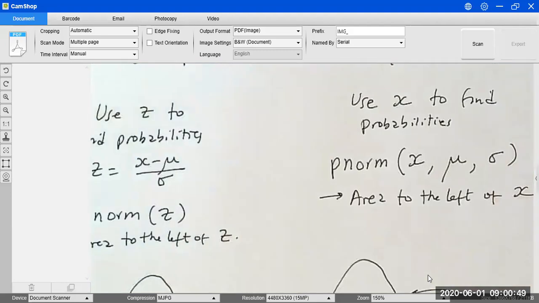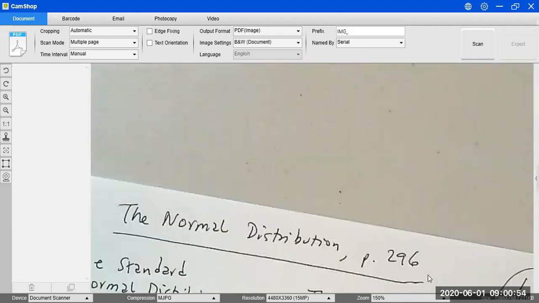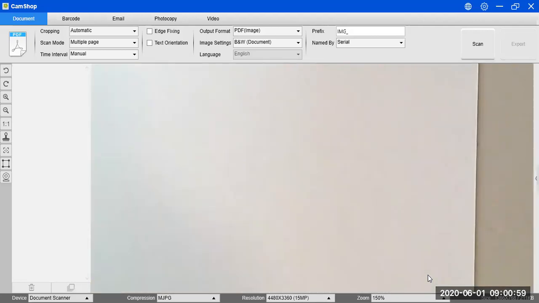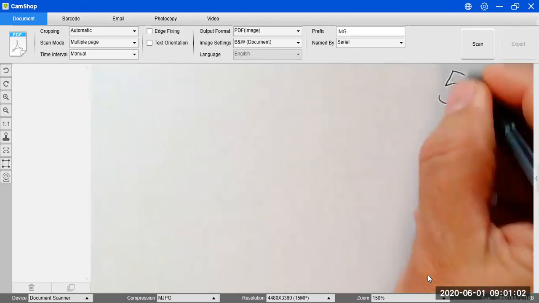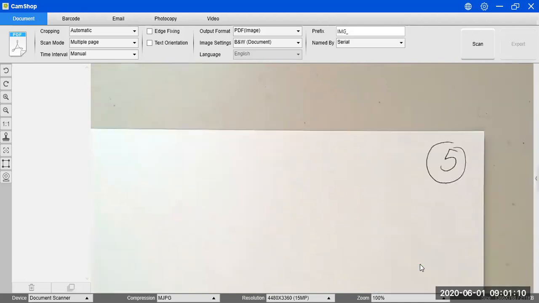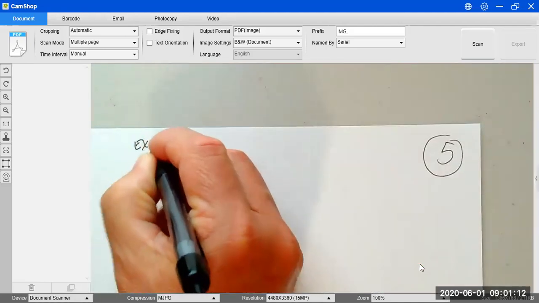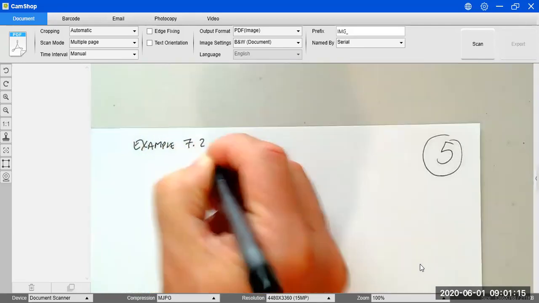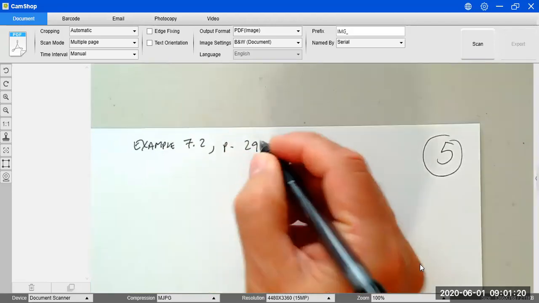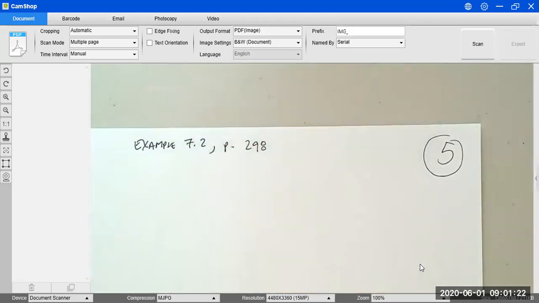So I think it's time to work another example. We're going to work example 7.2, and I think later you're going to have some work to do. So let's see. We have example 7.2. That example is on page 298, and here you have the problem.